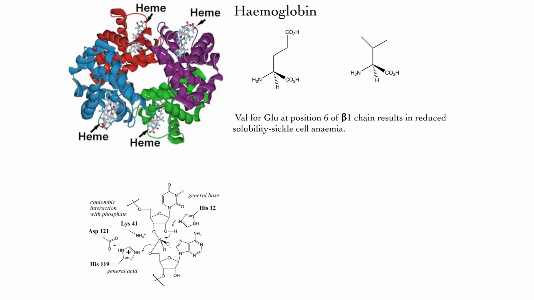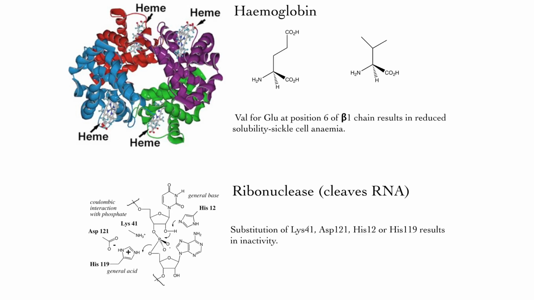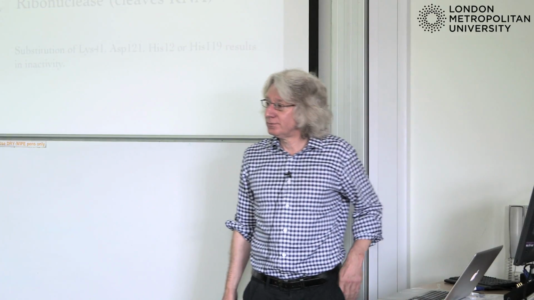Likewise, here's a ribonuclease. A ribonuclease is an enzyme that chops up RNA. If you replace any of the essential amino acids in the active site, that's lysine 41, aspartic acid 121, histidine 12 or histidine 19, with any other amino acid, that will lead to a loss of activity. So small changes in proteins or in enzymes profoundly affect their chemical behaviors and reactivities.